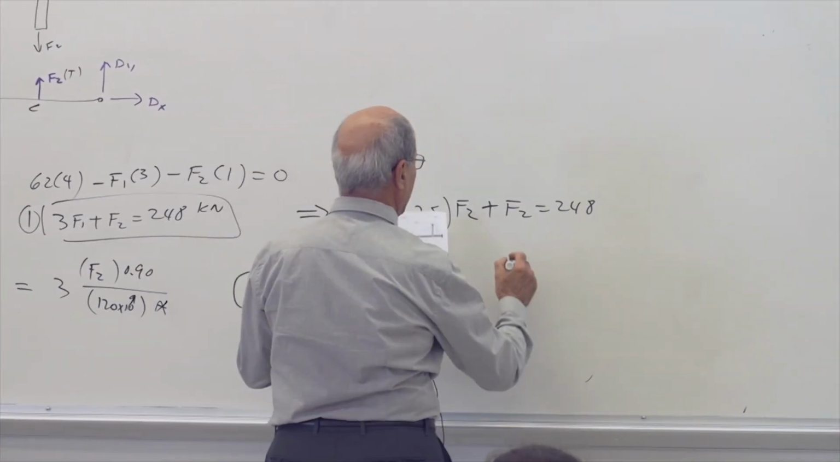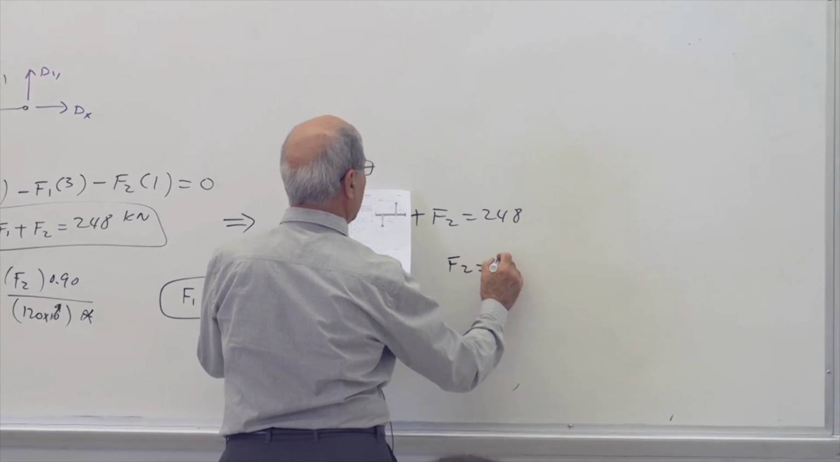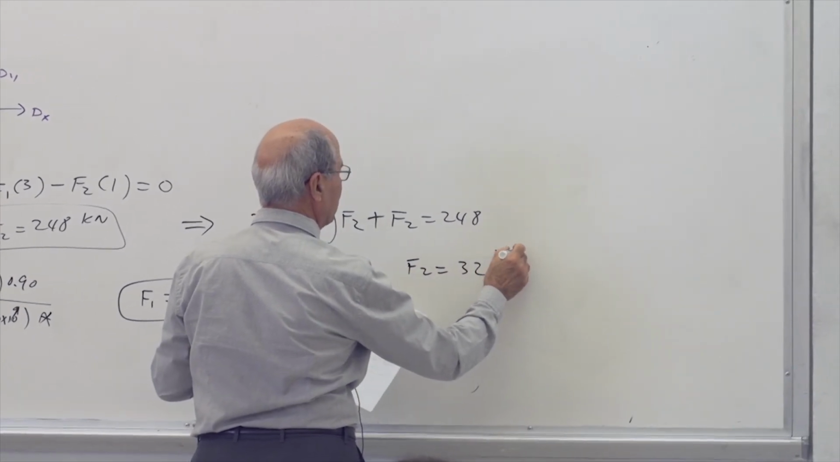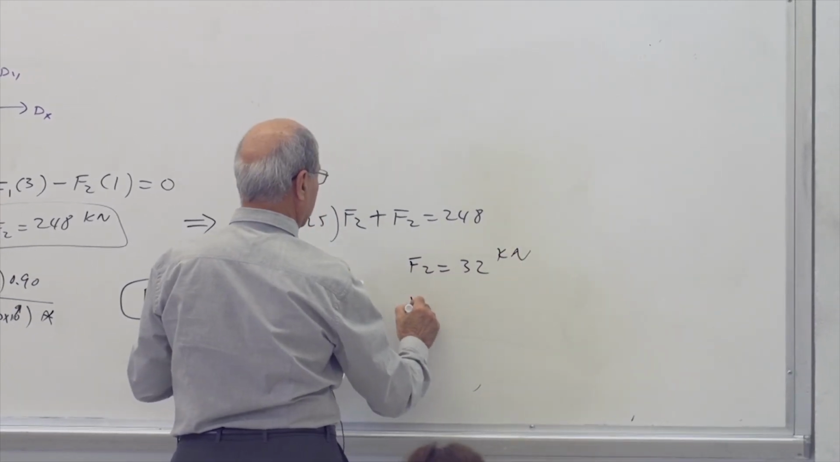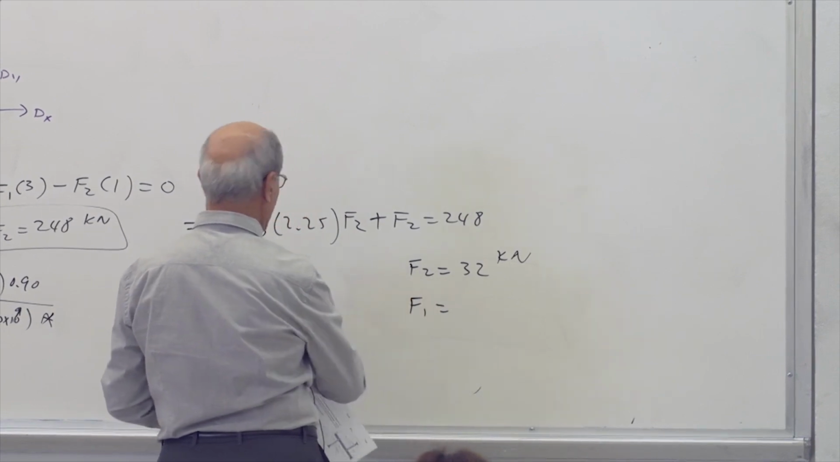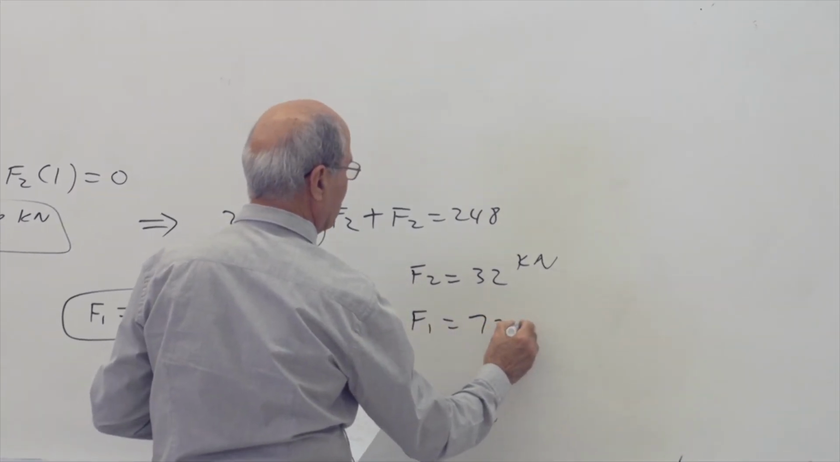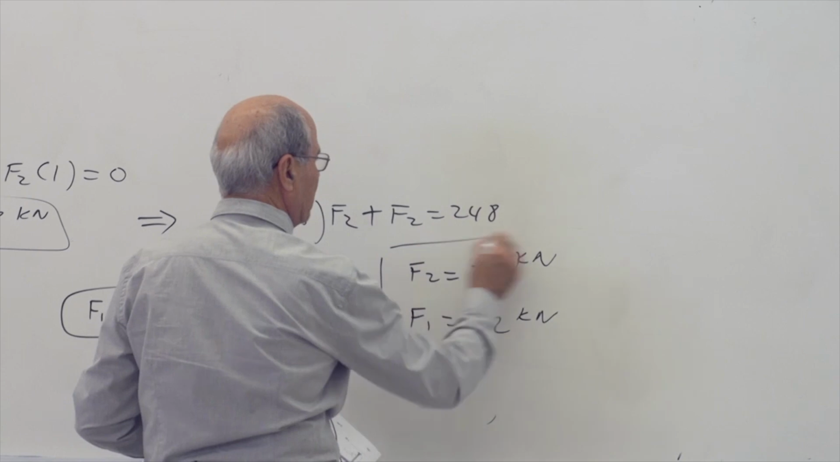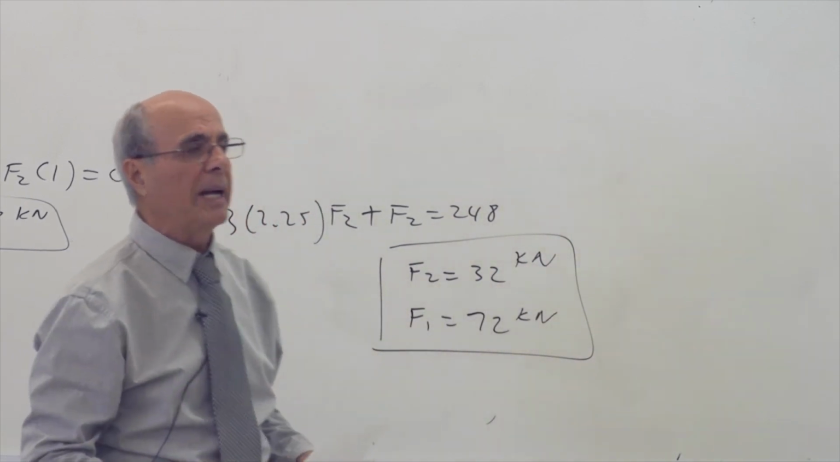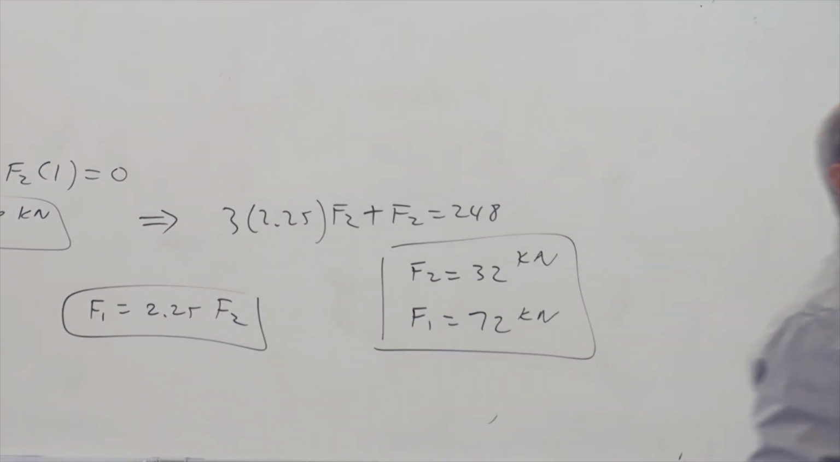You solve that for F2. F2 becomes, actually, I gave you very round numbers, 32 kilonewton. And F1, which is 2.25 times that, becomes equal to 72 kilonewton. Many of you got that one correctly. After that, the rest is easy. The rest is a throw-in.